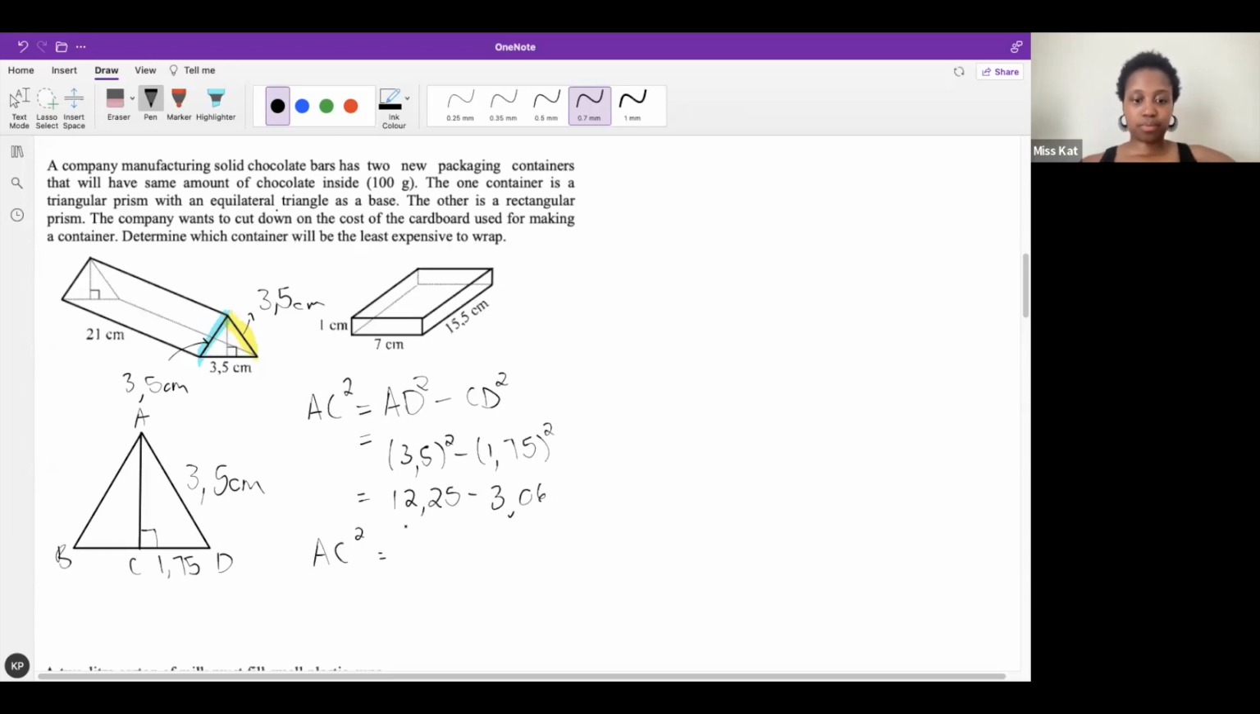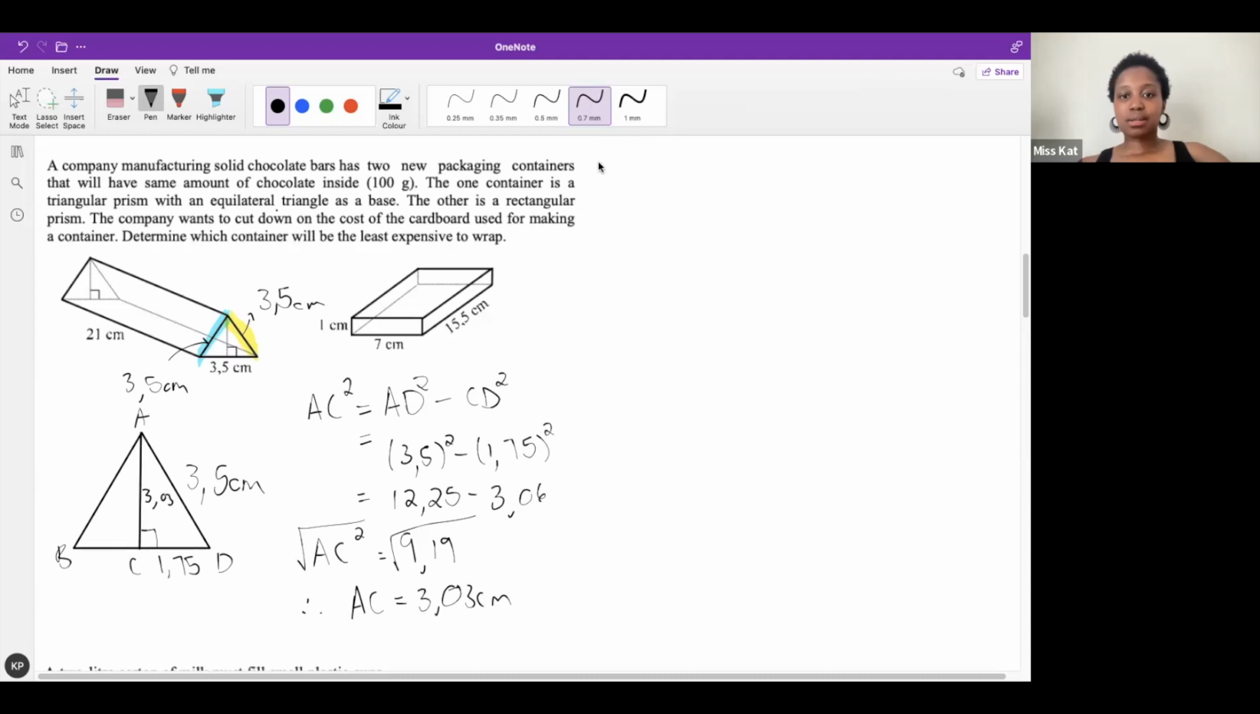It is 9,19, or AC squared, and then you square root it to get rid of the squares. Then AC will be 3,03 centimeters. Now we have our perpendicular height, guys. So this is 3,03. Okay, now we can go back to that surface area that we were doing.